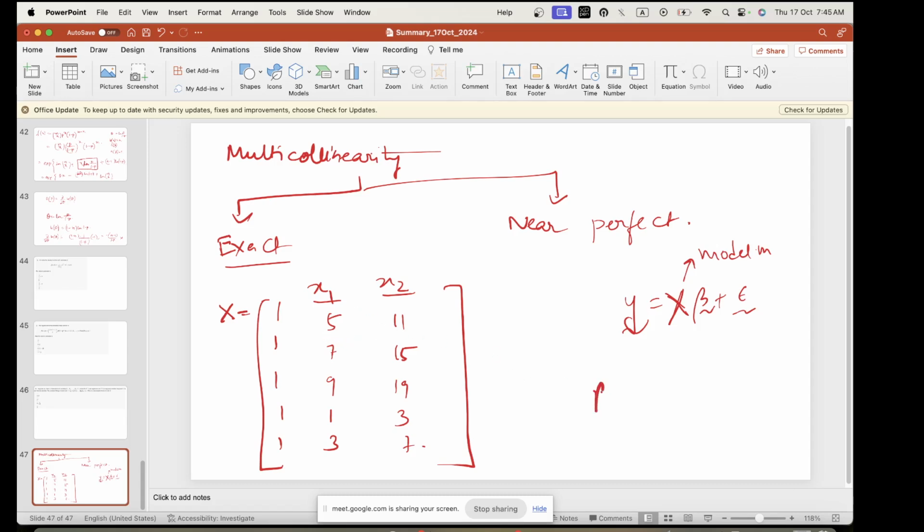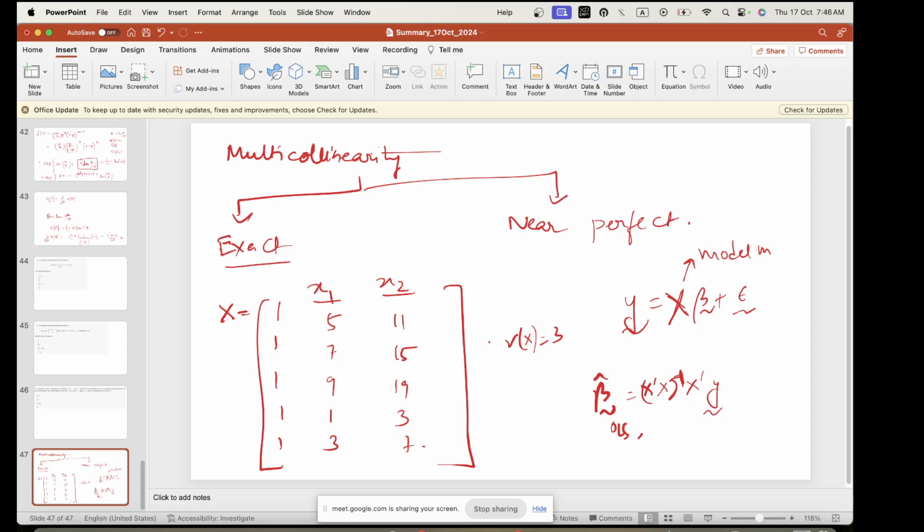Now if we have to find beta, then we have x transpose x inverse x transpose y. This is the OLS regression. In order to do this, the rank of x should be equal to 3, in order to have this inverse. Is it clear up until here?